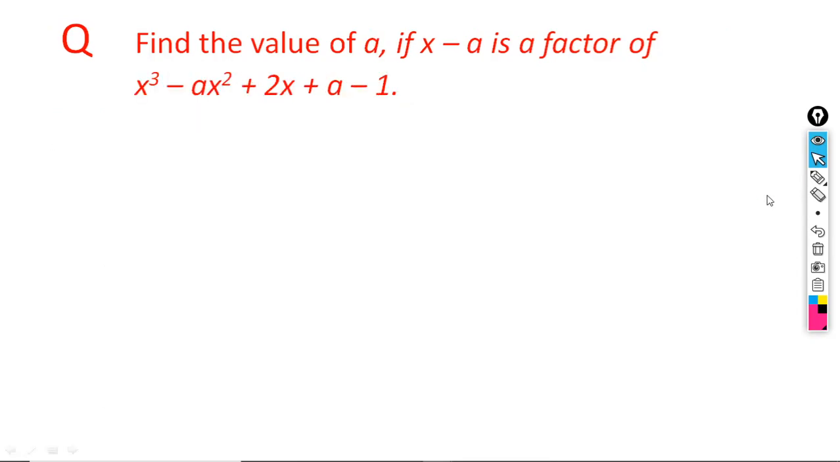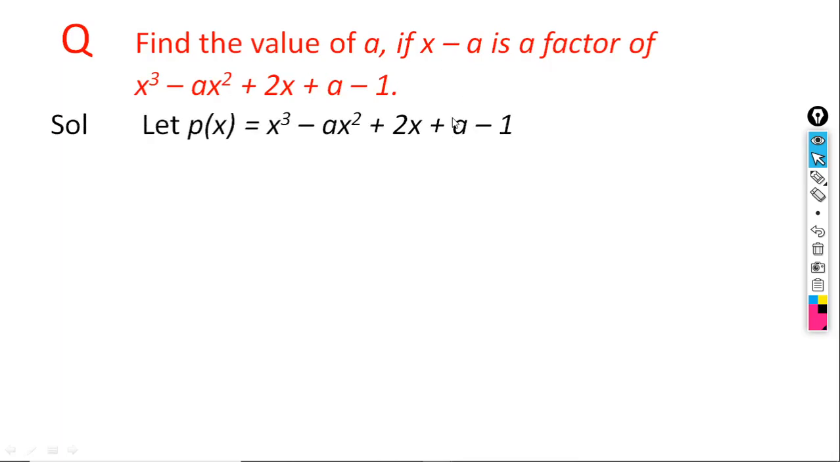Let us try one more problem. In this question, we have to find the value of a. A is again a constant, if x minus a is a factor of this polynomial. The question is the same as the previous question, but this question is given in terms of a. Let us start with this problem. Here we consider the polynomial p of x. This polynomial will be considered as p of x. Next step, substituting x minus a equal to 0.